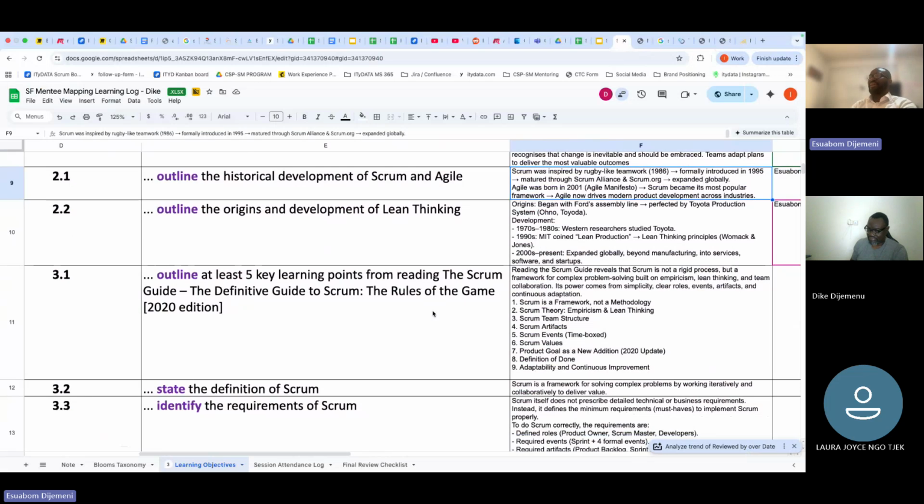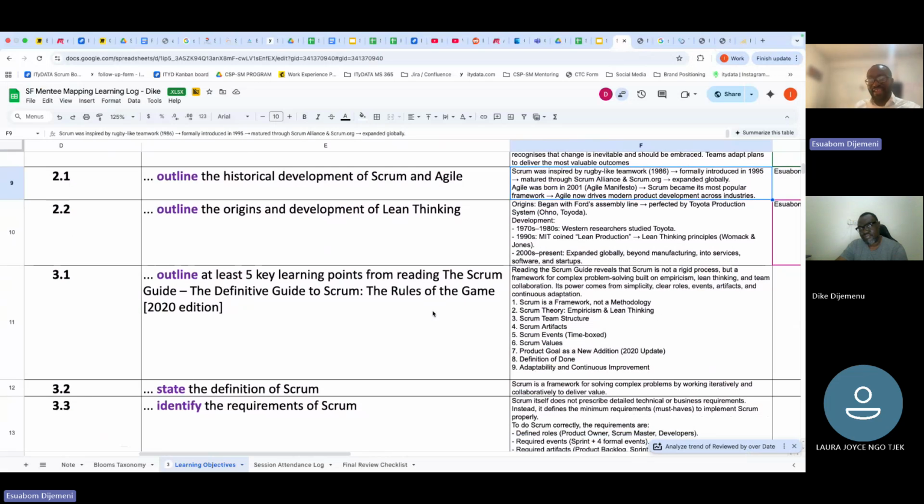Honestly, as I think about it, I don't think this meets this learning objective in terms of the spirit of the learning objectives, because yes, okay, Scrum is a framework. These are not really, it's almost like you're saying what Scrum is. The key point is, what did you learn? What did you take away after you read this?